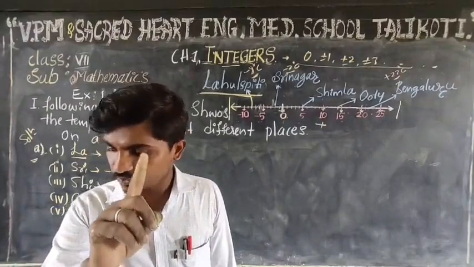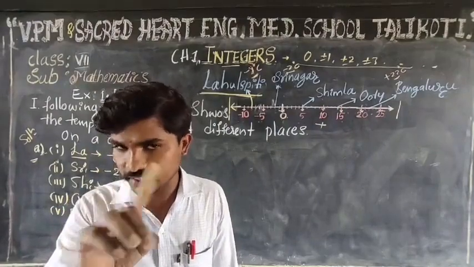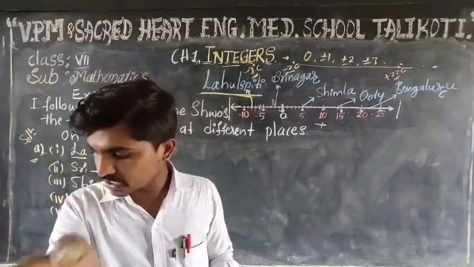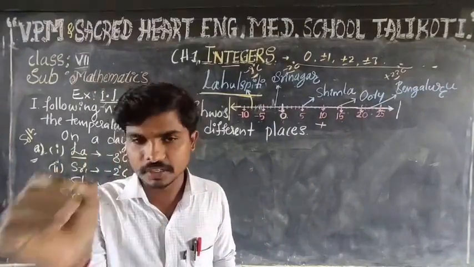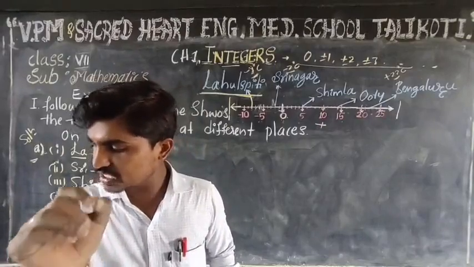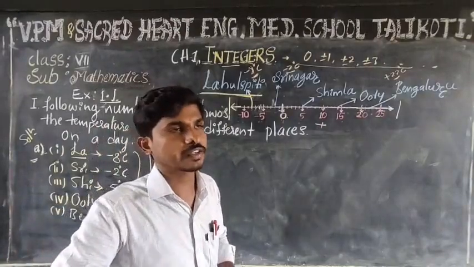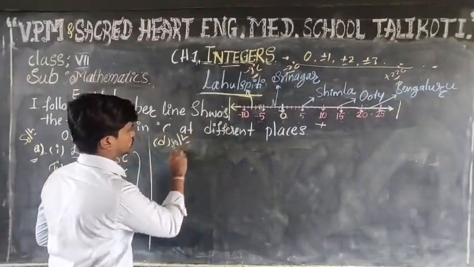First one is, can we say the temperature of Srinagar and Simla taken together, means add them, that result is less than the temperature of Simla? This is our question. And is it also less than the temperature of Srinagar? This is our question. Now how to solve? Solution. Now coming to the solution.